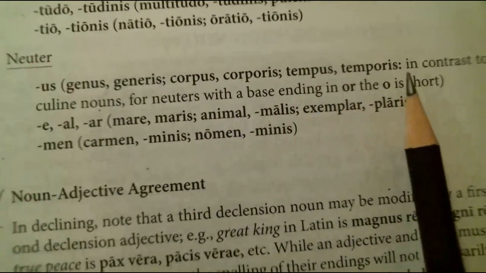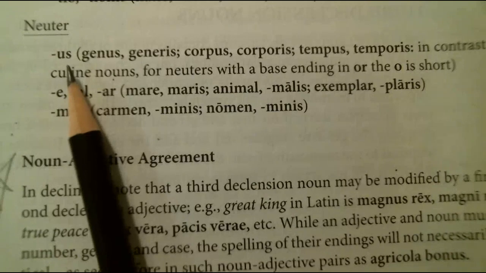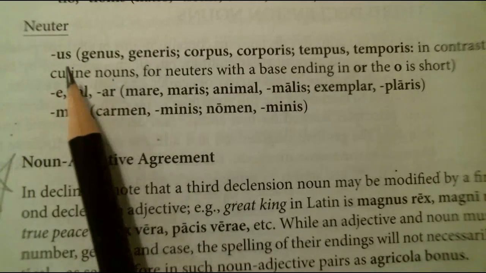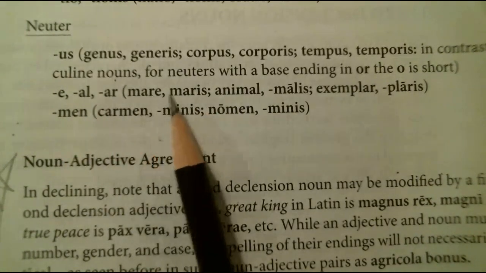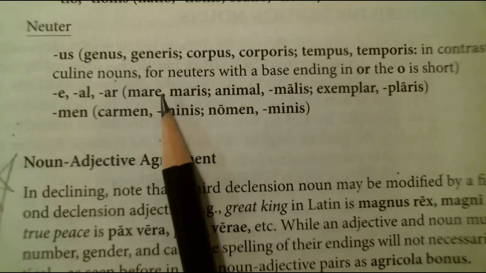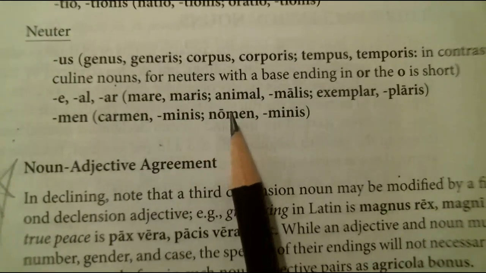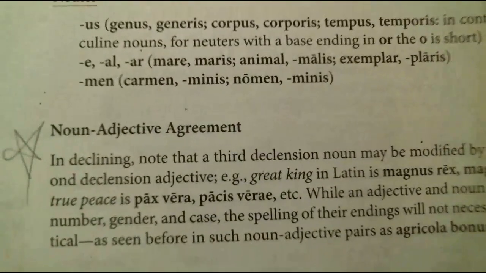So this is just giving you a heads up of what to expect for neuter words in the third declension, and not to get them mixed up with the second declension masculine, which is us, i, o, o, right? Then you have mare, maris, so you have the nominative form there, which is identical to the accusative form in the neuter, and then you have maris, the genitive form, right? Animal, animalis, okay?